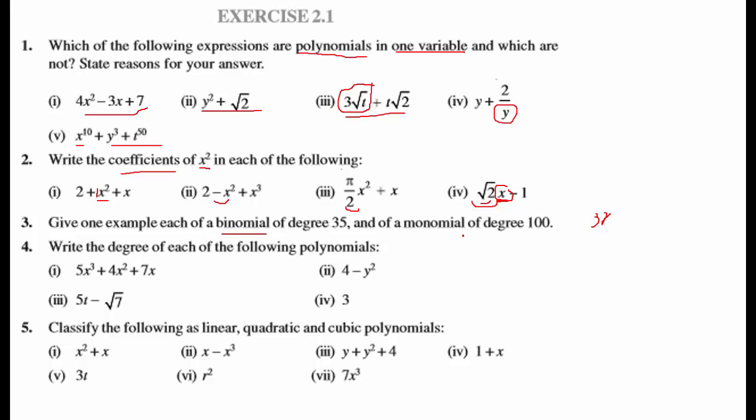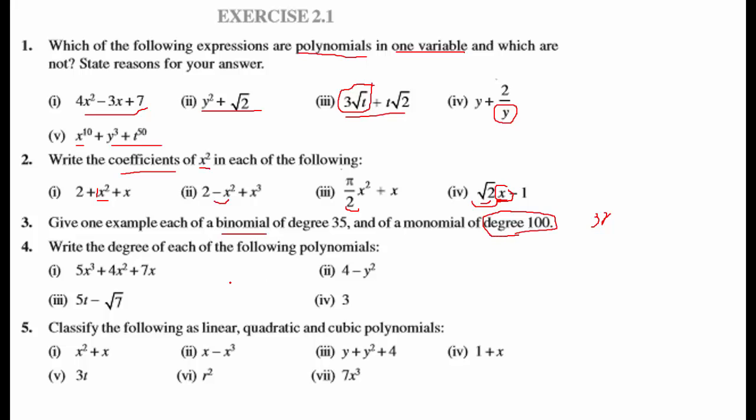And similarly for monomial, you have to give one of degree 100, that is 1 into x raised to power 100, 2 into x raised to power 100. These are only monomials, meaning containing only one term, and in that term x raised to power 100.